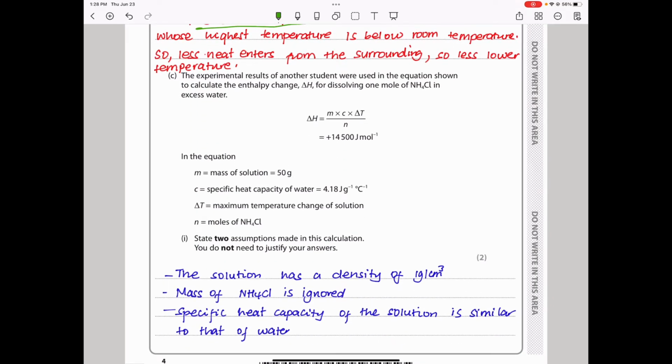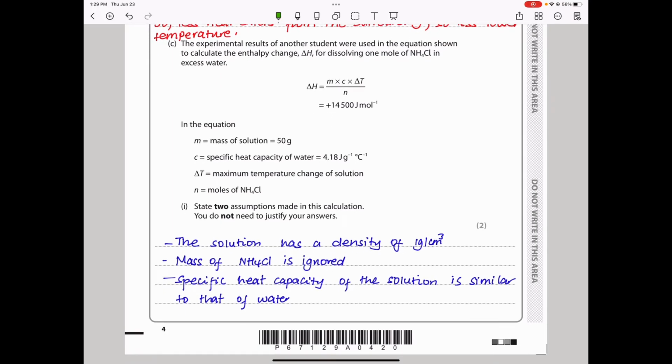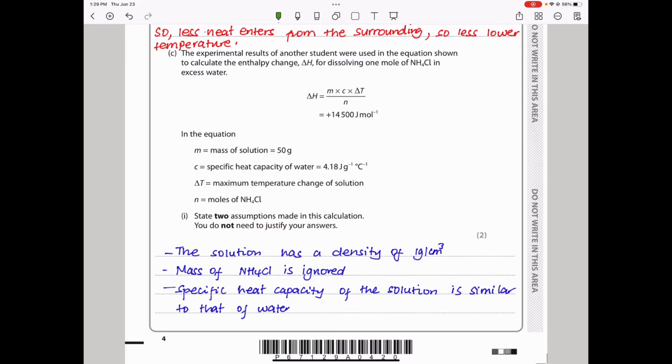It says the experimental results of another student were used in the equation shown to calculate the enthalpy change, delta H, for the dissolution of 1 mole of ammonium chloride in excess water. They ask us, state 2 assumptions made in this calculation. Whenever we use this kind of calculation, since they've said this is going to be the specific heat capacity, and that is going to be the mass, we can see that they've assumed that density is 1 gram per centimeter cubed, since volume is equal to mass. And also we can see that the mass of the solid that has been put is ignored.